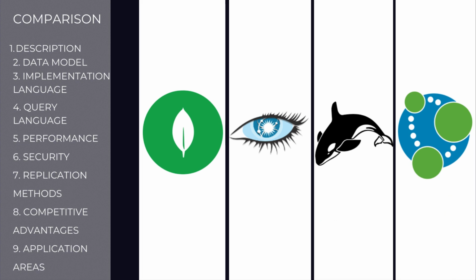The next parameter on the list is security. In security, all the four NoSQL databases are secure in their own aspects. Like Cassandra and MongoDB, HBase and Neo4j provide client authentication.